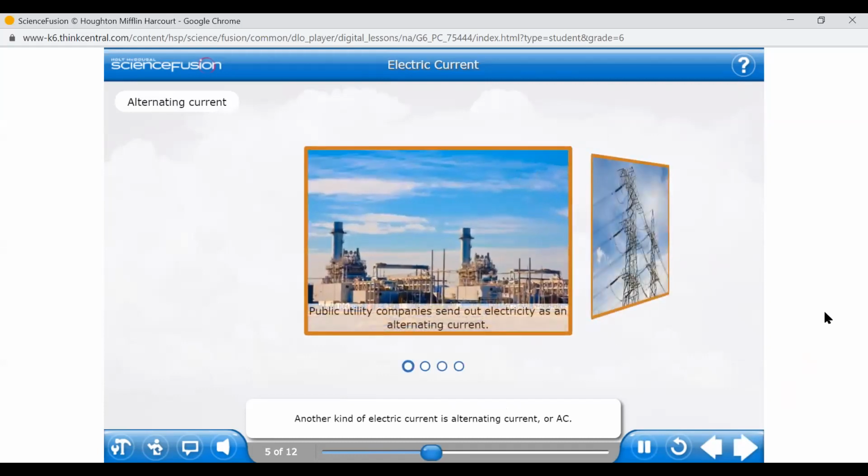Another kind of electric current is alternating current, or AC. In this kind, the direction of the current changes. Click each image to learn more. This public utility company produces electricity. It sends the electricity out as alternating current, or AC. In an alternating current, the electric charges change direction, vibrating back and forth at a constant rate. The polarity of the current reverses about 60 times every second.